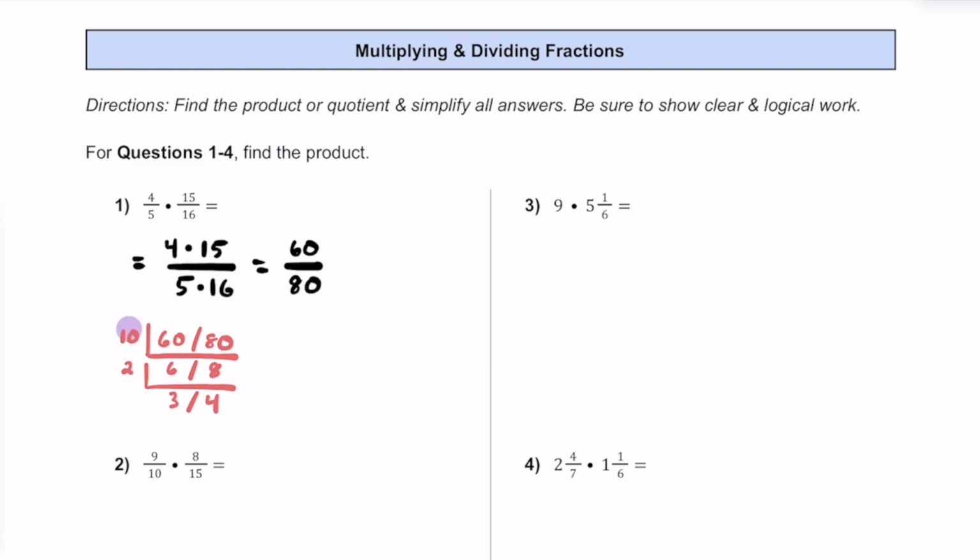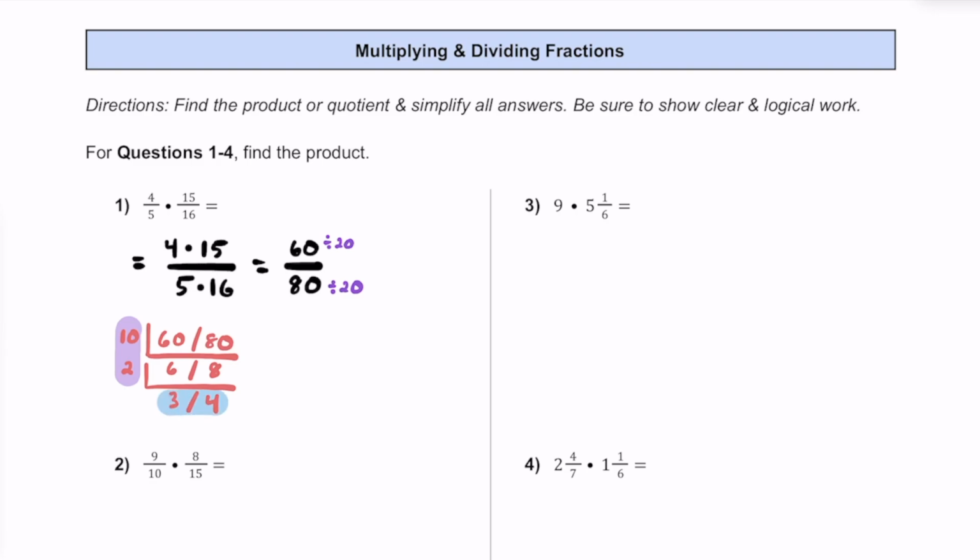Now, from the side, this 10 and 2, if you multiply these together, that's going to get us our GCF of 20. So that means that was the largest number that goes into both of these. So if we divide these both by 20, see what we're left with here. We're going to be left with this 3/4.